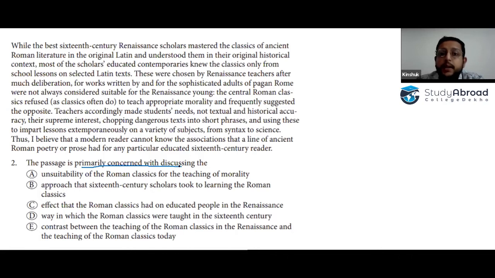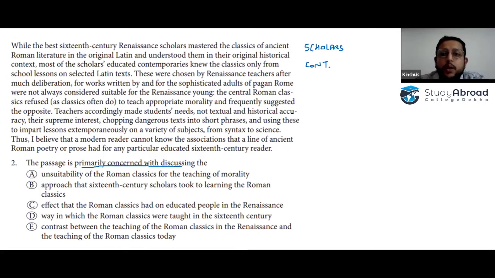Best scholars and the contemporaries, right? So these are the two categories that you have. So how to take notes now? So you write scholars, right? And the other thing is contemporaries, right? You can write down that in short.